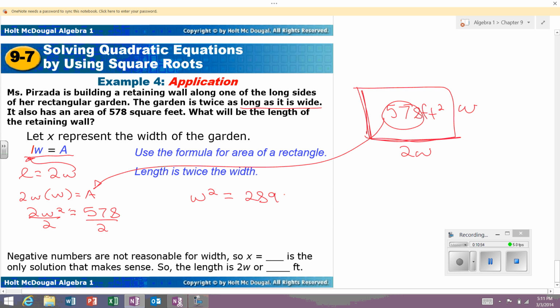I know you guys probably need a calculator for this next step. The square root of 289 is plus or minus 17. Now, let's think about this. I know that W is plus or minus 17. But can a length be negative? We've got positive 17 and negative 17. We can't have a length of a wall that's negative 17. So the only one that makes sense is positive 17. So therefore, the length is 2 times 17, which is 34. Okay? And weird.